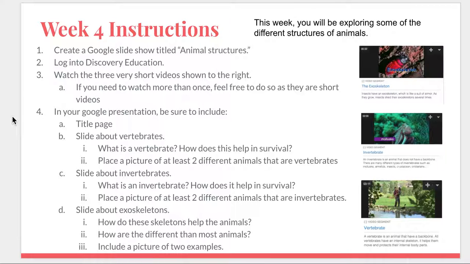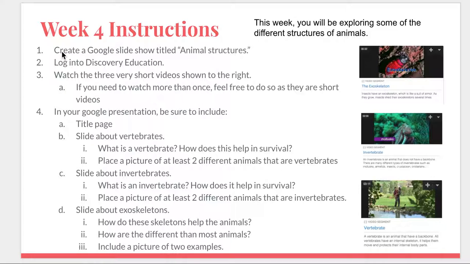Welcome back to week 4 of grade 4, unit 3, structure, function, and information processing. Last week we looked at the structure of plants as well as plant cells. This week we're going to shift our focus to animals, and you'll be exploring some of the different structures of animals, whether those be internally or externally. Internally would be on the inside, externally would be on the outside.